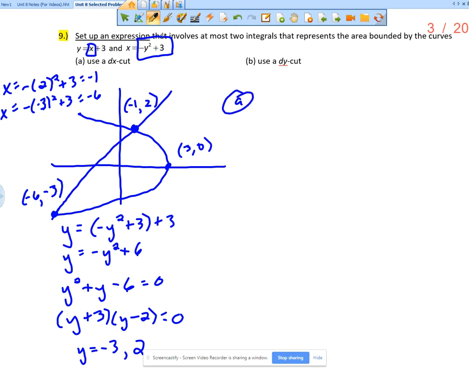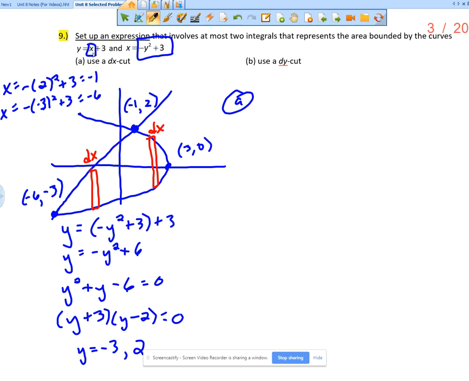All right, so that means I should realize that I have this portion over here using a dx, and then this portion over here. So I'm actually going to need two separate integrals. All right, so let's start with the region on the left. Remember, if I'm using a dx, that means both equations need to be in y equals form.